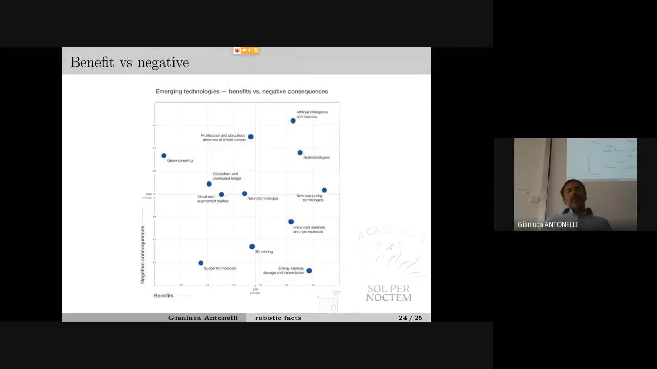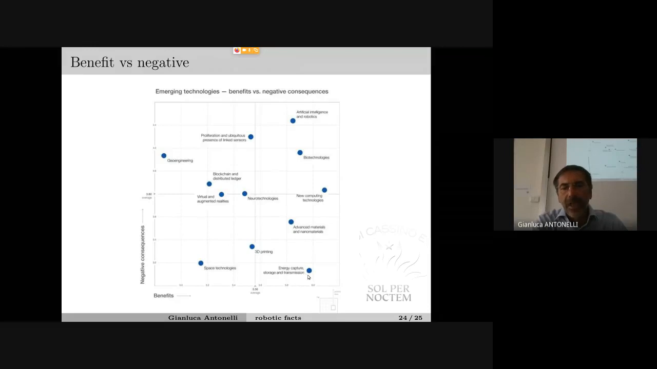Okay, this is a nice plot. I know that it's not easy to read from there, but of course you will have the slides and the video. So I'll tell you what is on the x-axis. Here it is written benefit. On the y-axis, negative consequences. And this guy made a survey, and they said, okay, I'll tell you the name of a technology, and tell me where I should put it in this plot. For example, geoengineering. This blue dot here is geoengineering, and the survey says very small benefit with respect to possible, potentially strong negative consequences.